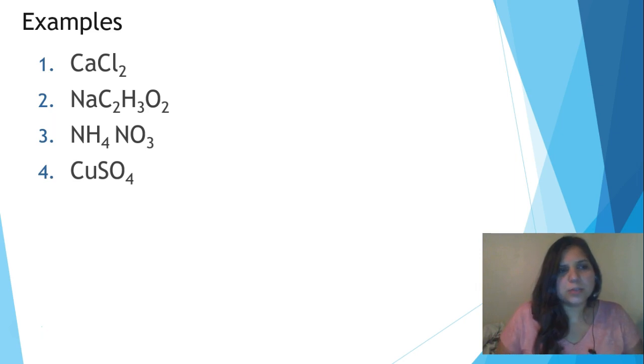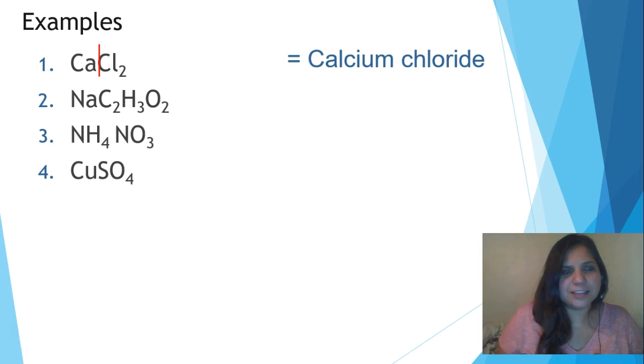Okay, first one, calcium chloride. Oh, I said the name. We'll draw a line after calcium. Name the cation, it's calcium. And then chlorine, since it's just a monatomic ion, that changes to -ide. So this is calcium chloride.